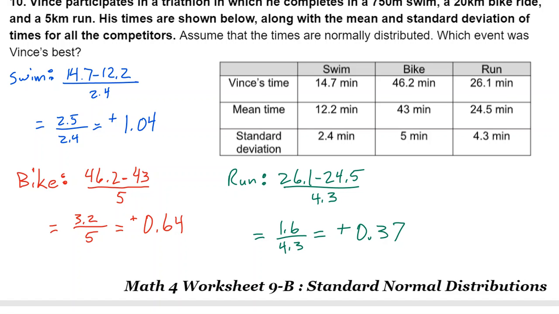Now, here's where the very first class that I did this, I looked at those and I said the 1.04, the 0.64, and the 0.37. Oh, the 1.04 is his best event because he is farthest ahead of the mean there. And then a student pointed out to me and said, Mr. G, isn't the goal here to have the smallest time? If you're in competitive athletics, you want a lesser time, which means that the 1.04 is actually his worst category, and the 0.37 is his best. So I was corrected on that.